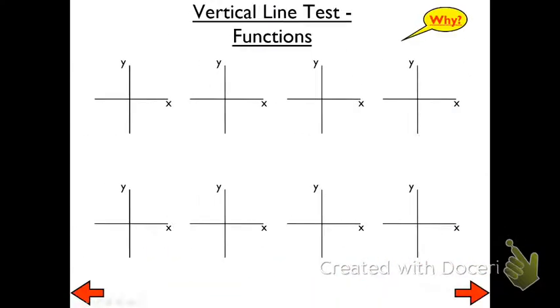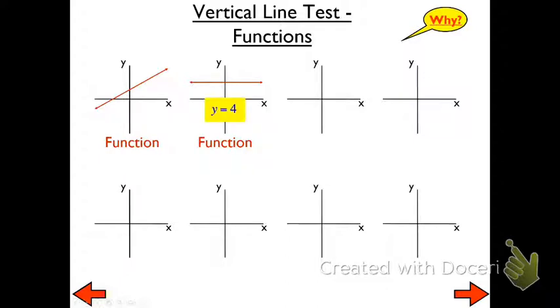Now we have some examples. The first one, if I draw a vertical line, it's only going to touch it once. It is a function. And there's the equation, y equals 1/2 x plus 2. For this one, if I draw a vertical line, it is only going to touch it once. It is a function, and the equation is y equals 4. Now, pay attention to that, if you will. When the equation is y equals, and there's no x, it is a function, and it's a horizontal line.